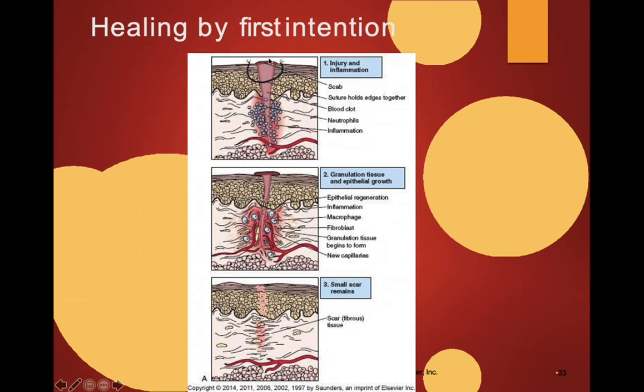So here, healing by first intention, you can see on the top there, you've got that injury, you've got inflammation. You can see you've got some collagen fibers in here, you've got some neutrophils, you've got inflammation, the blood is trying to clot in that area. And slowly but surely, we start to see a little scab that's trying to form, which is the clotting of all that blood. Now you've got granulation tissue and epithelial tissue growth. So you've got epithelium in the skin. We know that there's 5 layers of skin, and it's still a little bit inflamed. Now you've got some macrophages here.